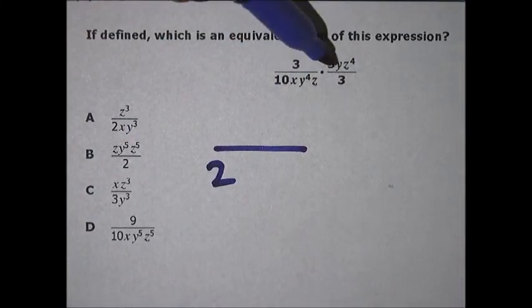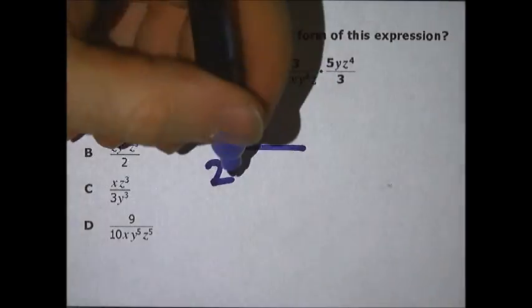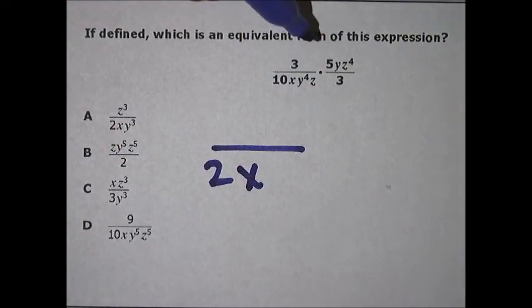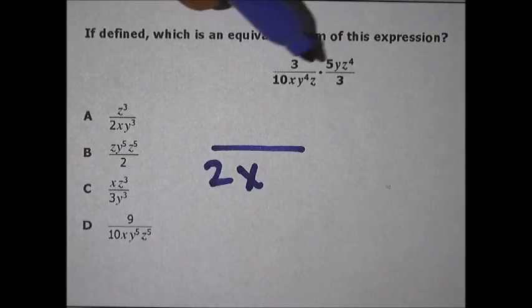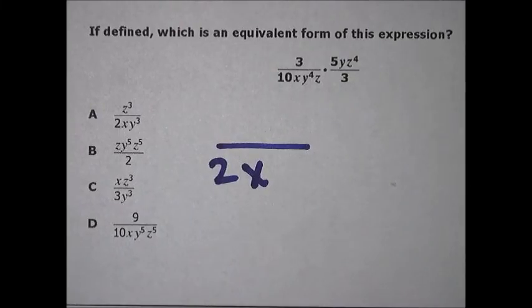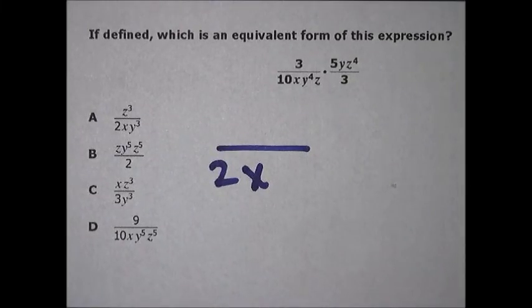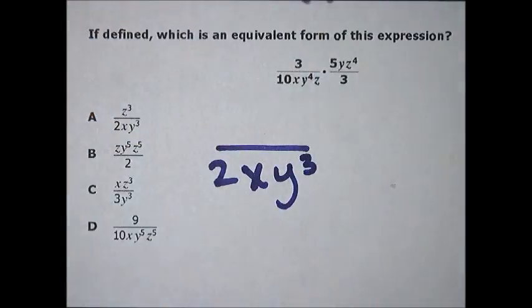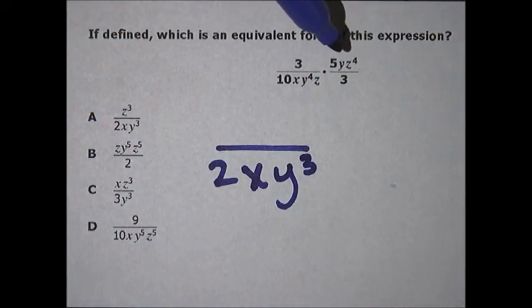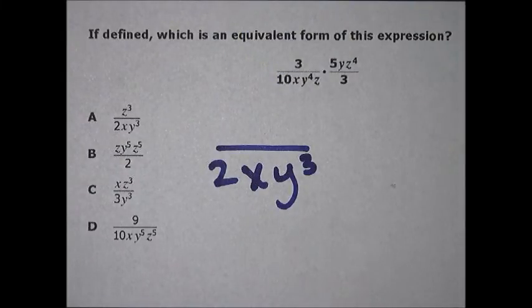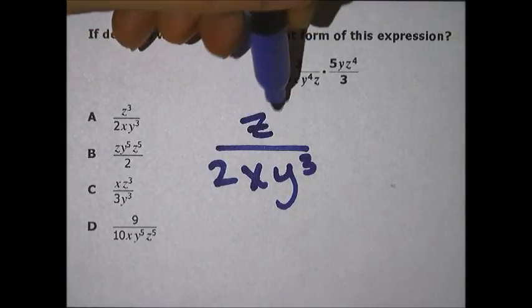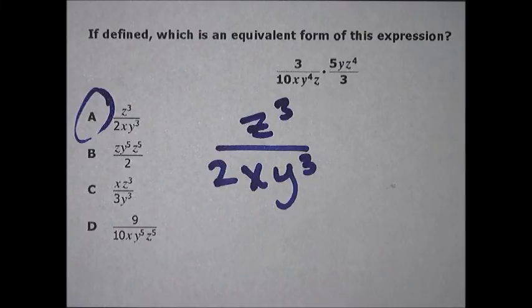I'm going to look at the letters. The x on the bottom is going to stay because there are no x's up top. There's nothing to cancel with. The y's, there's 1 y up top and there's 4 on the bottom. So if you have 1 up top and 4 on the bottom, there's more on the bottom. So you would be left with 3 y's on the bottom. If I look at the letter z, there's 4 of them up top, 1 of them on the bottom. There's more up top. So when you cancel, you're going to be left with z up top. In this case, there would be 3 of them. Choice A.